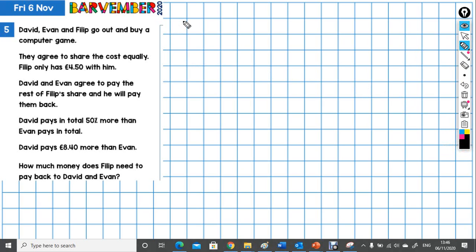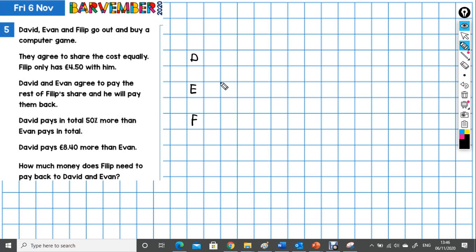We will draw separate blocks for David, Evan and Philip. Okay, and what do we know? We know that Philip only has £4.50, but for David and Evan, I want to look at something where I have a comparison of some sort. So we know that David pays in total 50% more than Evan pays in total.